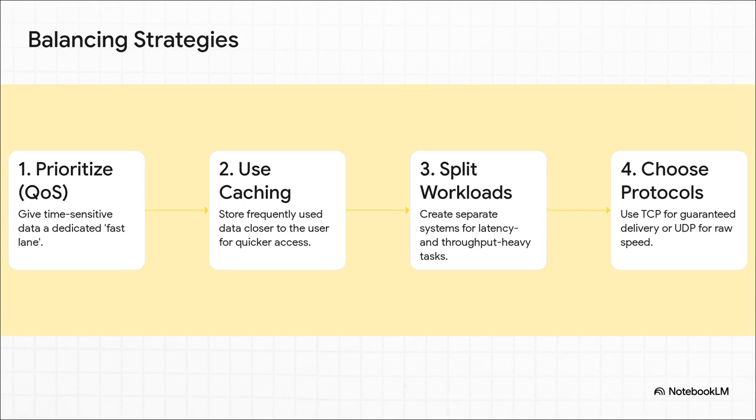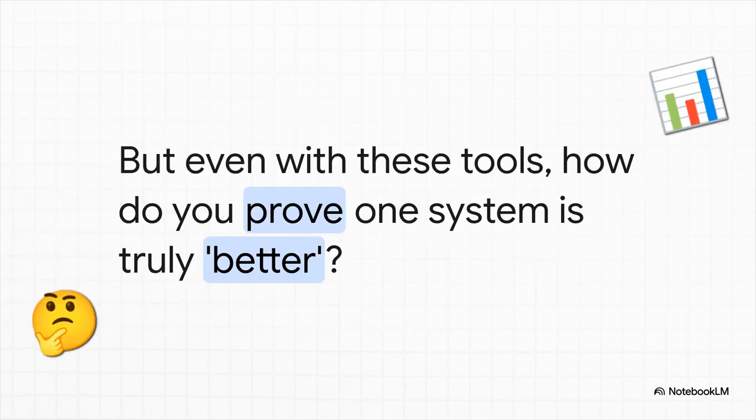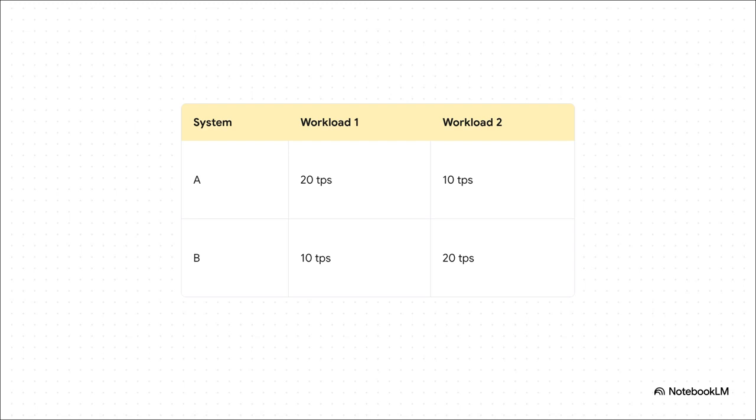Even the basic protocols they choose for the internet, like TCP or UDP, are a trade-off between guaranteeing something arrives and just sending it as fast as possible. But here's the kicker. Even with all these clever strategies, things get messy. How do you actually prove that one system is really, truly better than another? Okay, check this out. This is a classic trap, based on some lecture notes from Sapienza University.